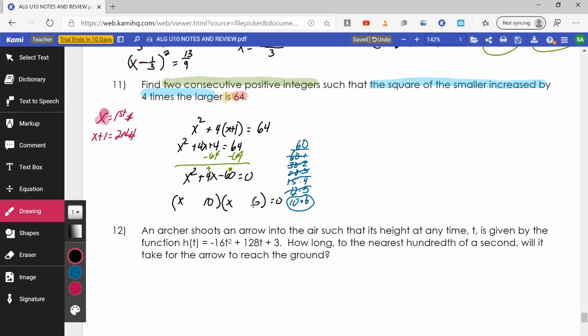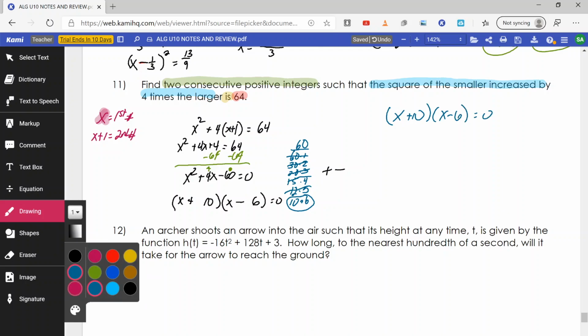So 10, 6. And then I have to come up with the signs. We're multiplying to a negative, so the only way we get a negative is a positive times a negative. And the question becomes, which of these two numbers, 10 or 6, gets the positive? Well, the middle term is positive, so that means the bigger number has to be positive. So positive 10, negative 6. So here we take our binomials, x plus 10 times x minus 6 equals 0, and we want to figure out the values of x that make the statement true.